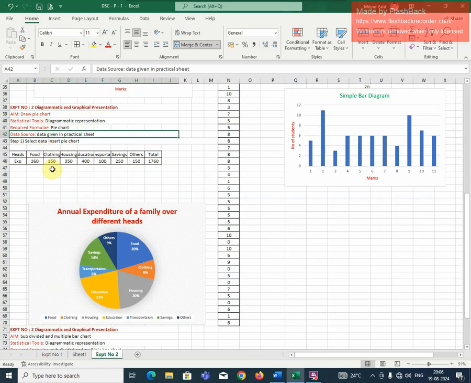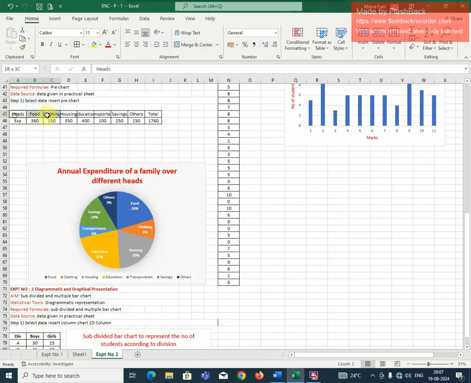What we have to do is select the data with the help of the insert function. Let me show how to do that. I have already written it here. These are the heads of expenditure and the expenditure, and the total is also shown here. Now I want to draw this graph. See, this is a beautiful graph that I have drawn. It is a pie chart.